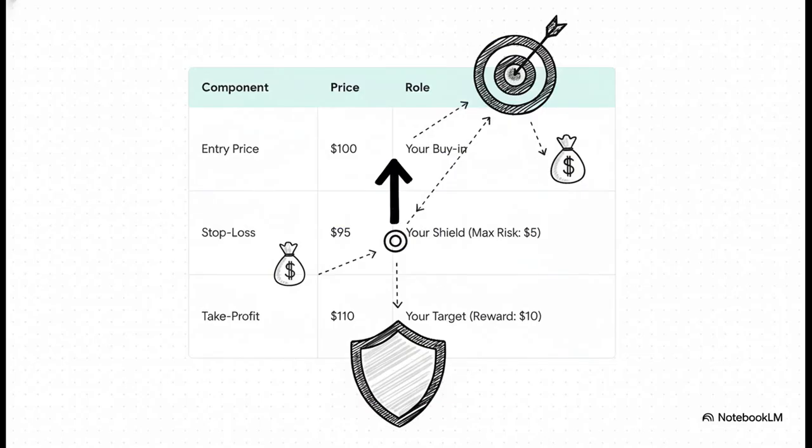And this is where it all comes together. Just look at this. You've got your entry point. You have your defensive shield, the stop loss, and you have your offensive target, the take profit. You know before you even click the button that your maximum risk is $5 and your potential reward is $10. See? This isn't just a random trade anymore. It's a complete, disciplined plan with a clear risk-to-reward ratio.